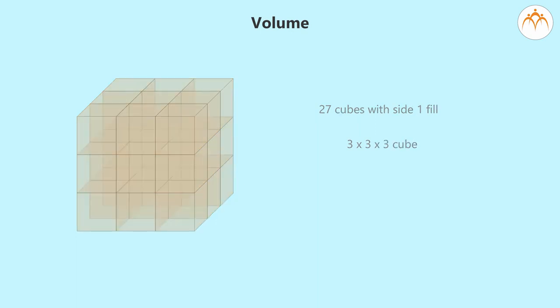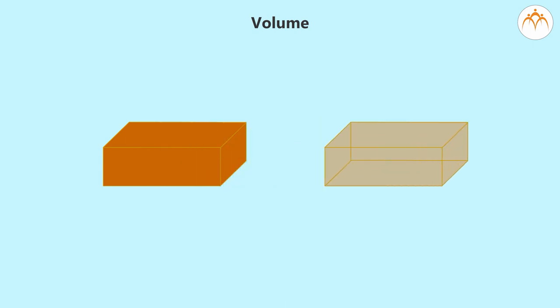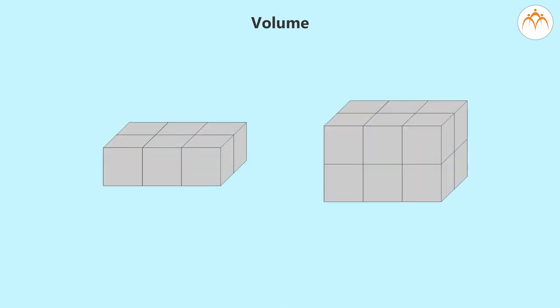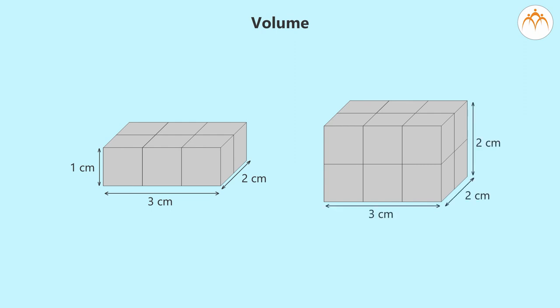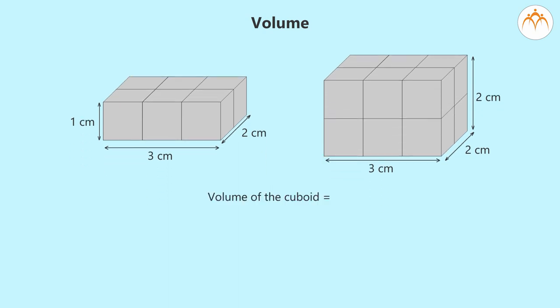If we have something like a brick, that is a cuboid. Look at the figures; we will fill the cuboids in a similar manner. In the first one, we place 3 unit cubes side by side. The breadth is 2 cm, so one more line of 3 unit cubes is required. Also, looking at the second figure, it is clear that the volume of the cuboid is equal to length into breadth into height, that is L into B into H. The volume of a cube of side L is equal to L raised to 3, or L cube.